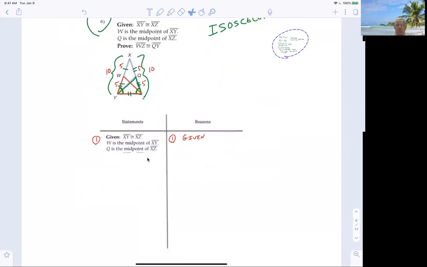Now, we know that XY is congruent to XZ. Again, this is harder, so just follow along with me, and if at some point you get lost, just tell me. All right, the first thing I'm trying to prove is that WY is congruent to QZ. That's what I'm trying to prove.